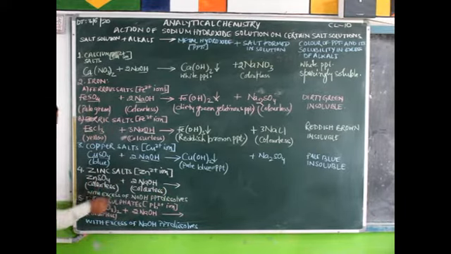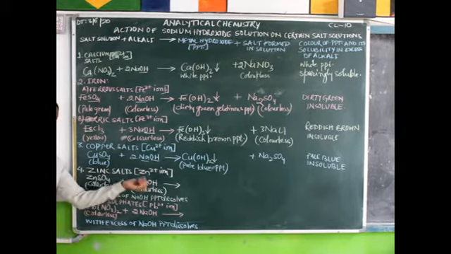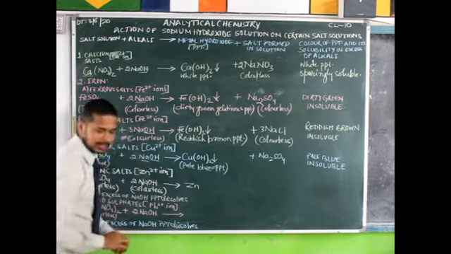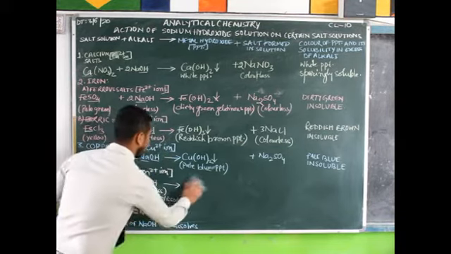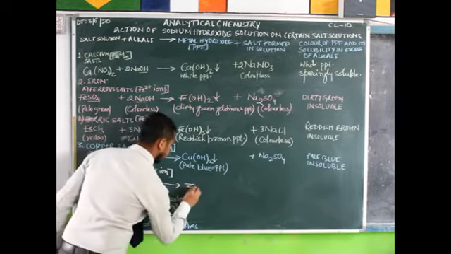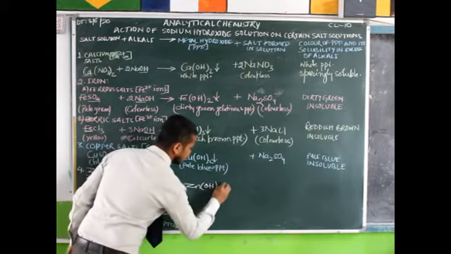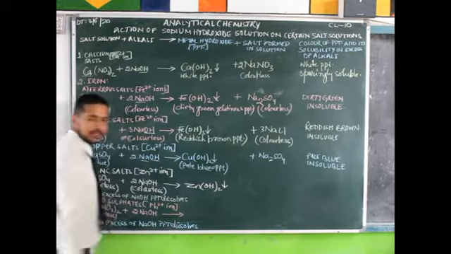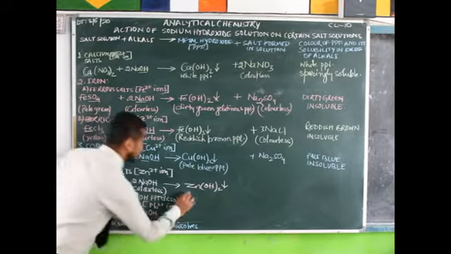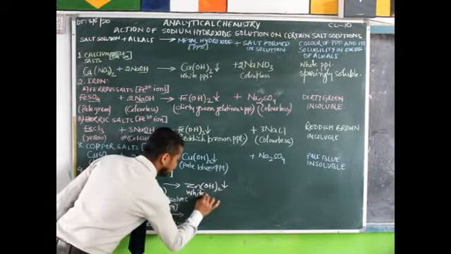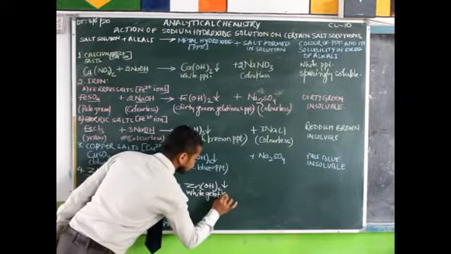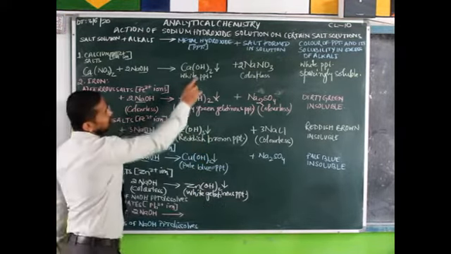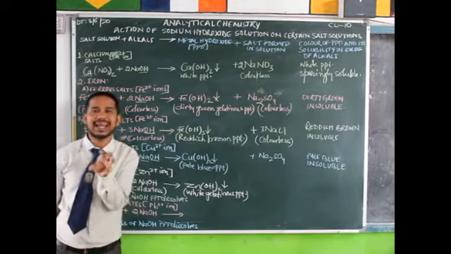But when these two react, when we add sodium hydroxide drop by drop, then what will we be getting? We'll be getting zinc hydroxide. And this is a precipitate. Zinc hydroxide precipitates. And what is the color of this precipitate? White gelatinous. Since it is colorless, white gelatinous PPT. White gelatinous means here you will be getting white PPT only. Gelatinous means it will be somewhat shining.